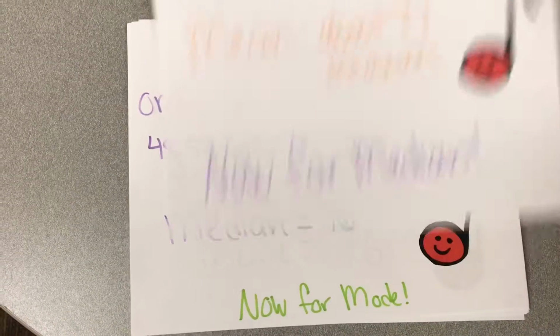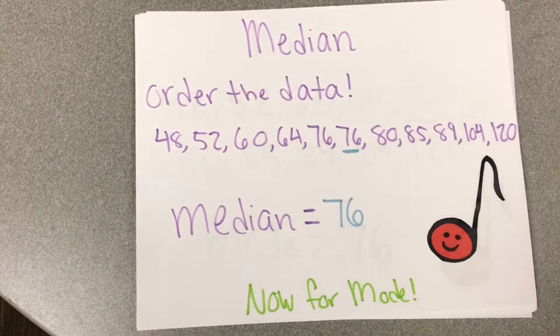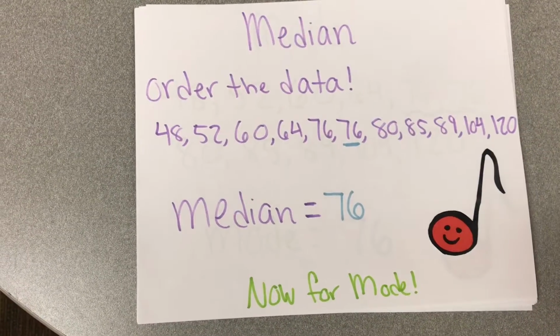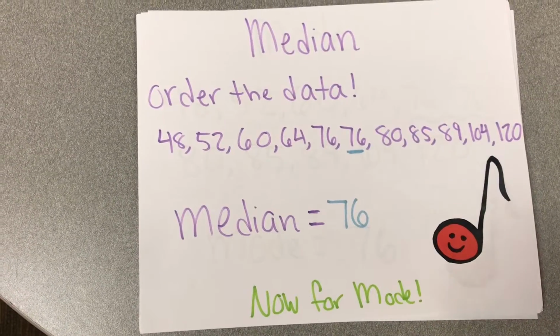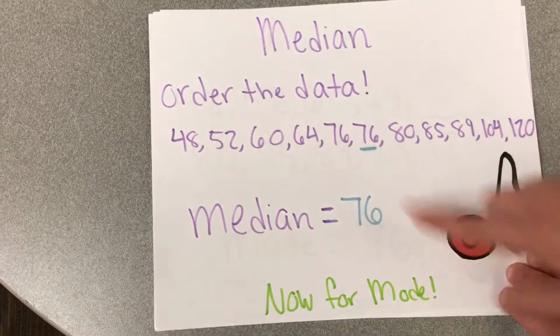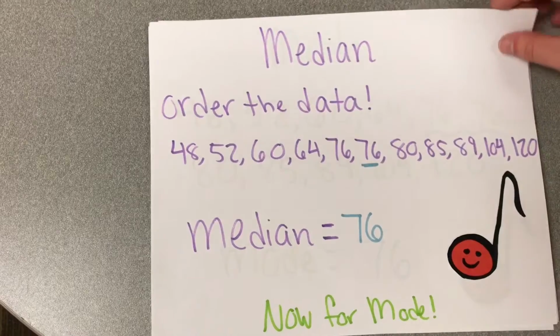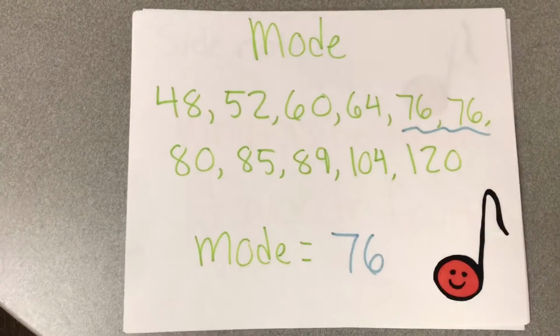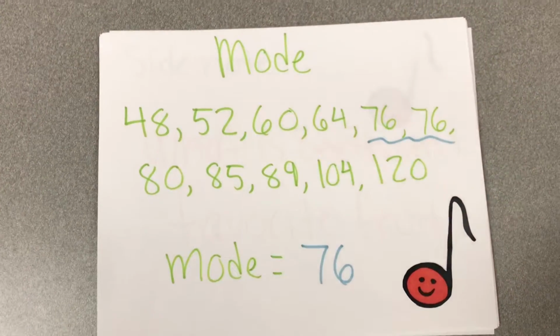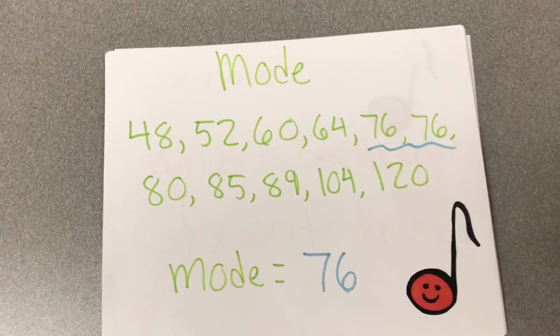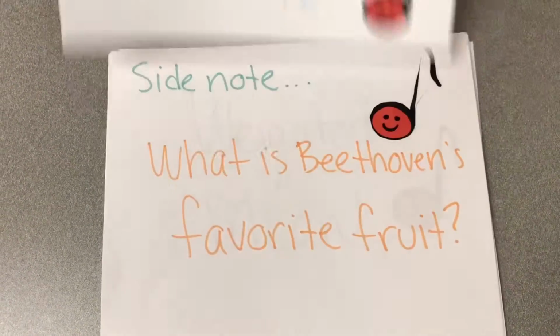Now for median. To find the median, we must first order our data, seen here. So once our data is ordered, we just find the number in the middle, which if we crossed off all these numbers, we would get 76. So we have a median of 76 measures. Now for the mode. To find the mode, we just need to find the number that occurs the most, which in this case is 76. So our mode is 76 measures.